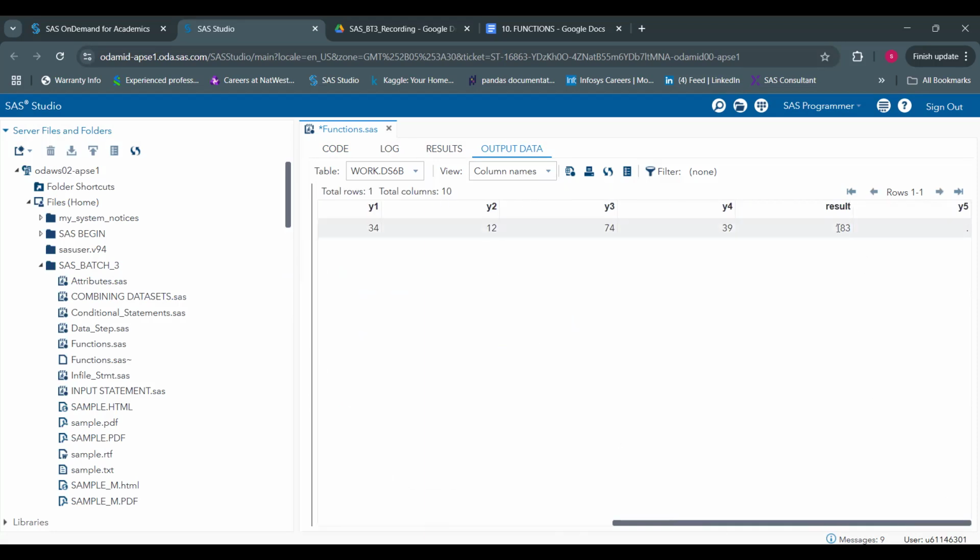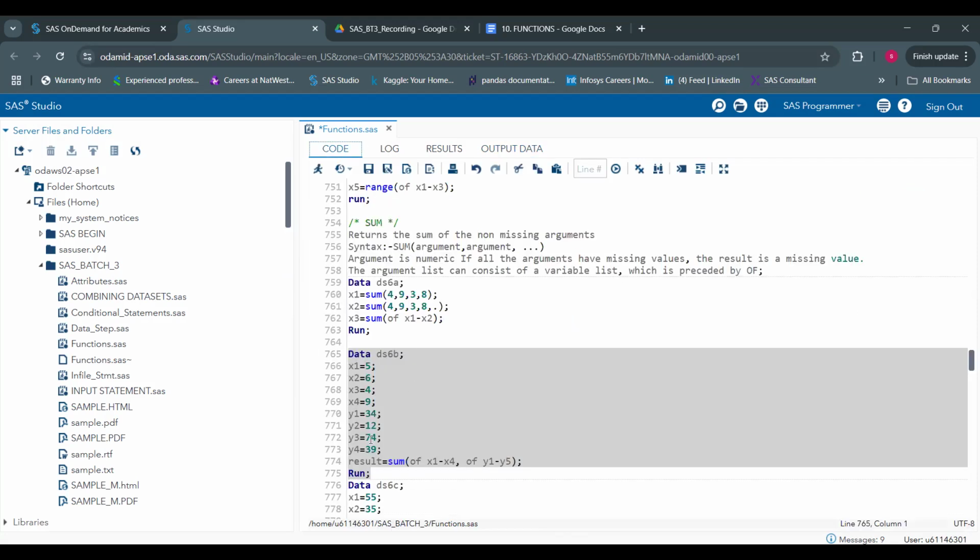Yeah, 183. What is Wi-Fi? Wi-Fi is, yeah, it's not, leave it.